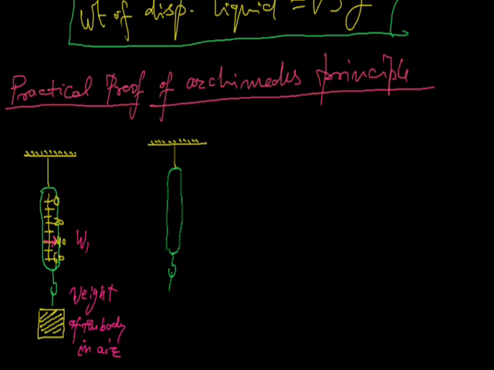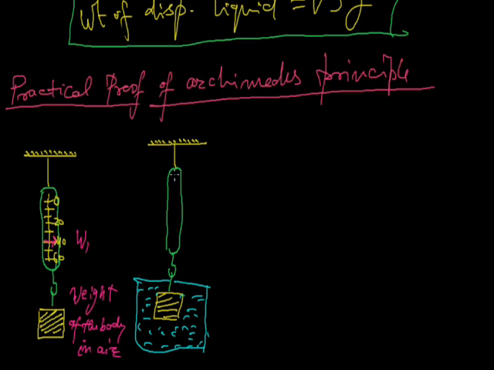In the second part, the same body is dipped into the water. At this time its weight reading is shown, this is 0, this is 20, this is 40 and 60. So here W2 is the weight of the body in the liquid.